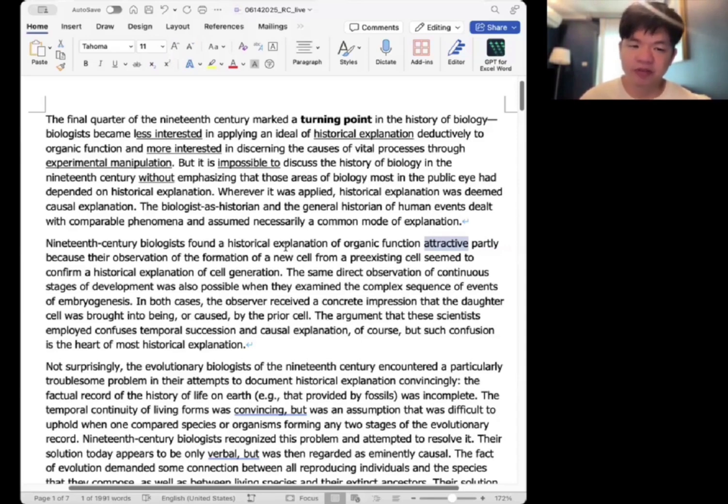Well, they found this example to be a good explanation. Why? Well, they observed the formation of a new cell. A new cell emerged from an existing cell. This observation seems to be able to confirm their historical explanation. What does it mean for an observation to confirm something? You see, if you try to keep all the modifiers and information from the sentence in your mind at once, it can be overwhelming. But if you just do a literal translation, you might say, because they observed that the new cell came from the original cell, they felt this explanation was good.